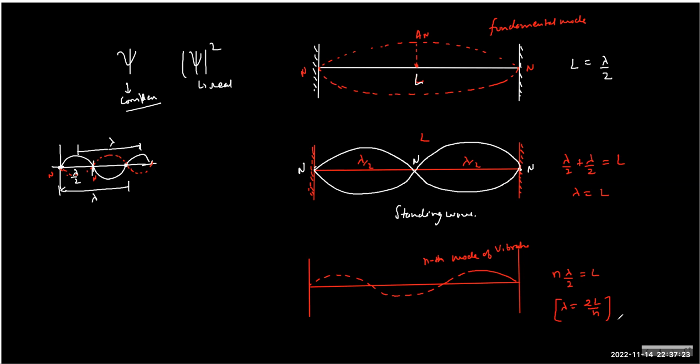Now, the nth mode of vibration is basically the n minus 1th excitation, because first excitation means second orbit, right? What is the meaning of first excited state? Second orbit. Second excited state means third orbit. So the n minus 1th excited state means the nth orbit.